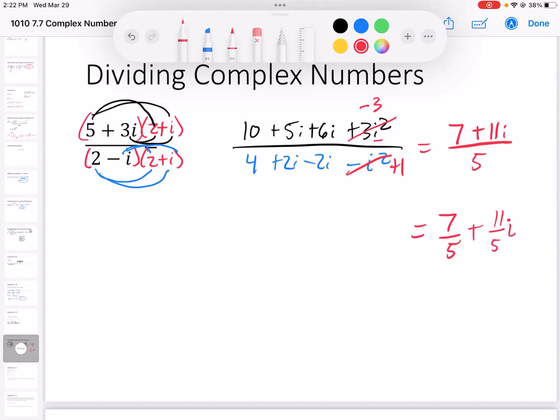Okay, cool. So dividing complex numbers is not even really doing division. It's more like using the conjugate to get rid of the imaginary stuff in the denominator. So it's more similar to rationalizing the denominator than actual division. So that's how you do those.